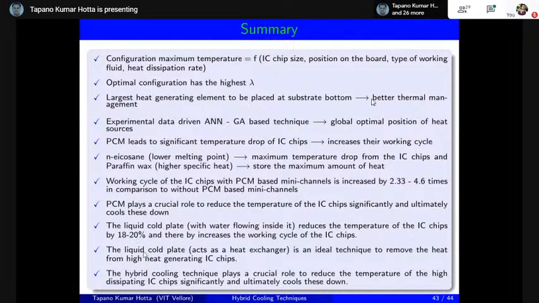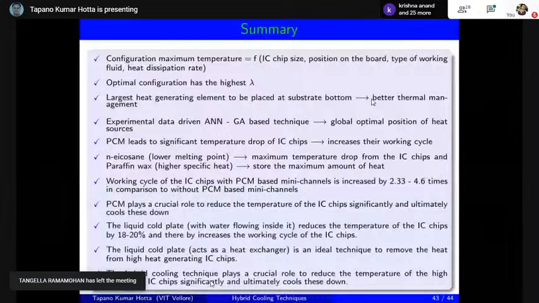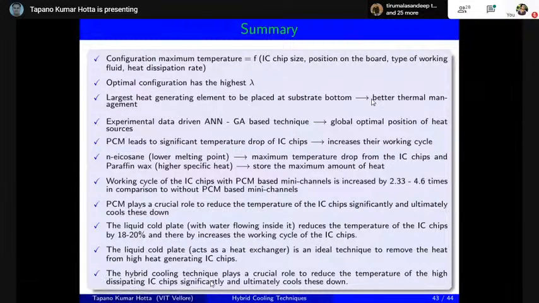And why is it so? Because the liquid cold plate acts as a heat exchanger, and this helps to reduce the temperature of the high heat generation chips effectively. So in total, if you go for a hybrid technique like liquid cold plate, PCM, air, these are some of the challenges in thermal management, and this will lead to a better reliable system, because they are going to significantly reduce the temperature of the electronic components, and ultimately the components are going to be cooled at a much faster rate. Okay.